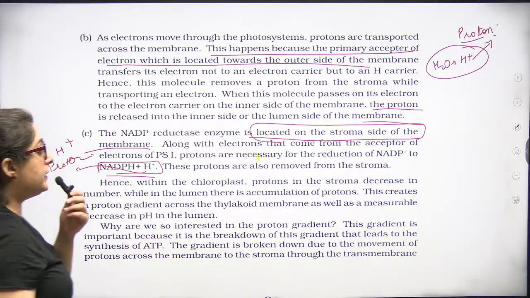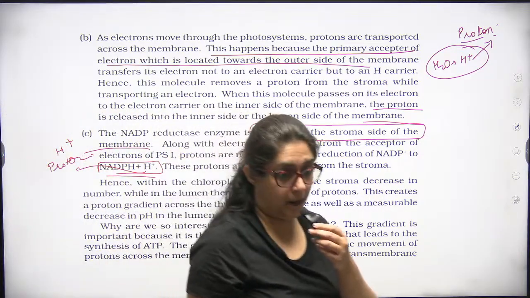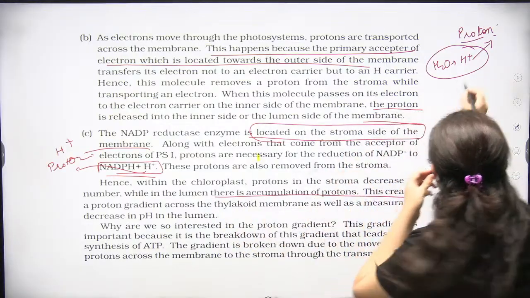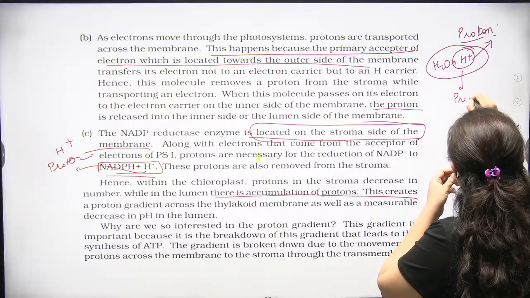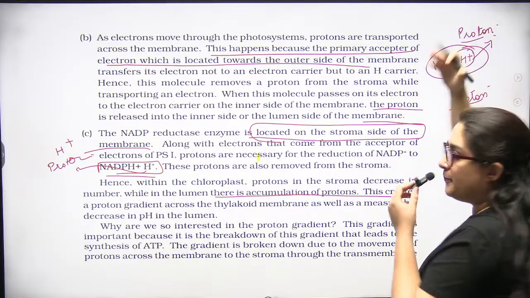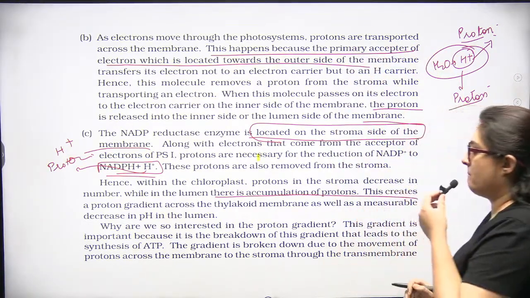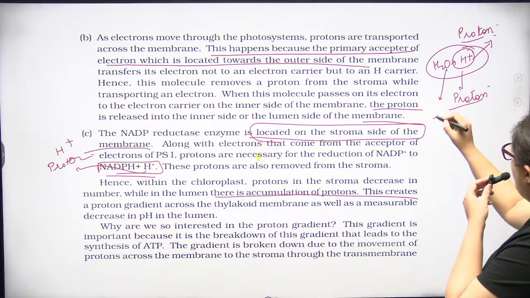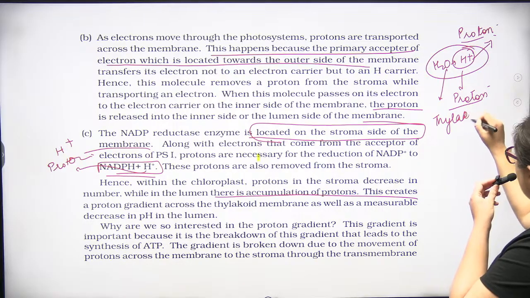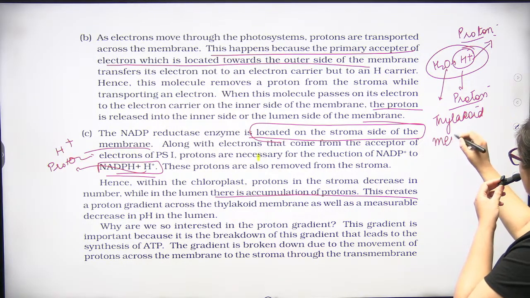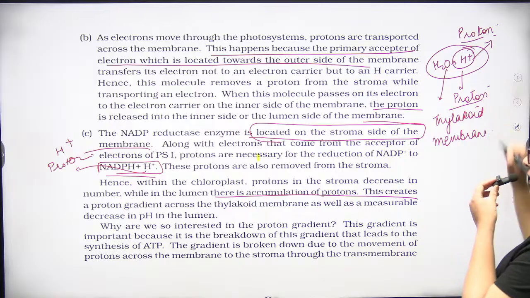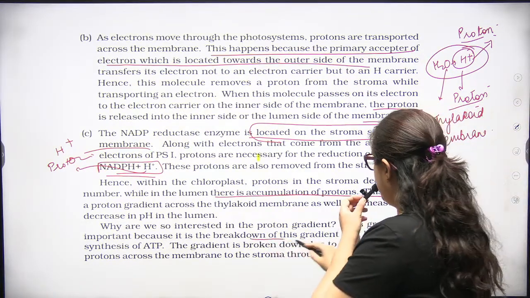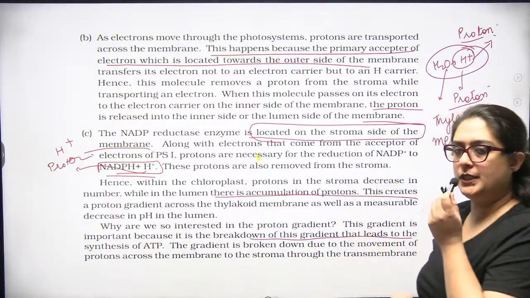And hence, within the chloroplast, protons in the stroma decrease in number, while in the lumen there is accumulation of protons. This creates a proton gradient across the thylakoid membrane. This gradient is important because it is the breakdown of this gradient that leads to the synthesis of ATP.